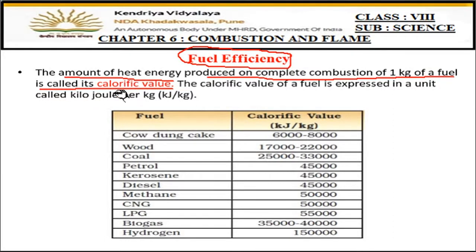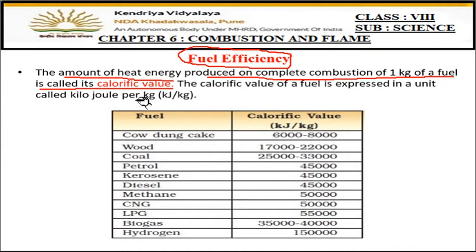So now we are trying to understand what is calorific value. It means if we burn 1 kg of the fuel, then the amount of heat which is given by the fuel is called the calorific value of the fuel. Okay, I'll repeat again. After burning 1 kg of the fuel, the amount of heat energy which is produced is called the calorific value.